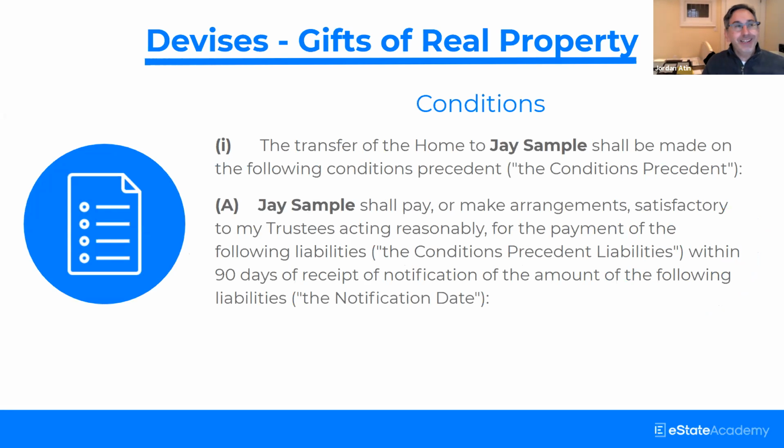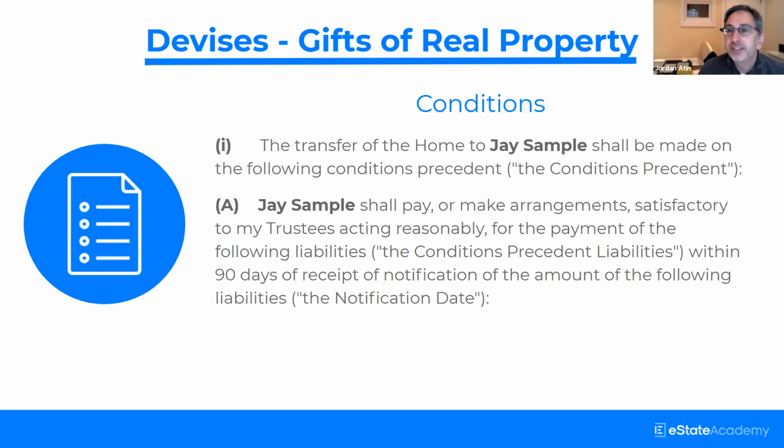So the next one is, I think, sometimes the biggest financial issue, and that is conditions. Conditions on taking the property subject to some financial obligation. And typically, the issue is the tax, the income tax, maybe even the probate tax on the property.